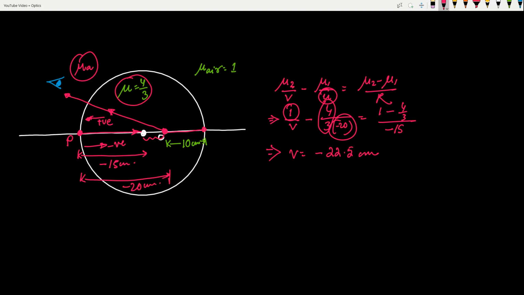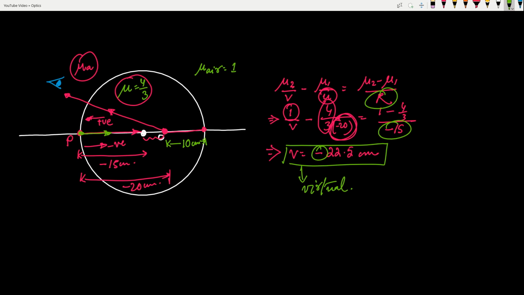I hope this is clear. So we've got minus 20 centimeter as u and radius of curvature as minus 15. Just put the value and we will get v is equal to minus 22.5 centimeter. Minus sign suggests that again the image that is produced is virtual. Now minus means in which direction? In this direction. So the image is produced somewhere here because this is 20, so it should cross 20 and it will be minus 22.5 somewhere here. As you can see in this direction, the object and the image are on the same side, therefore it is virtual.